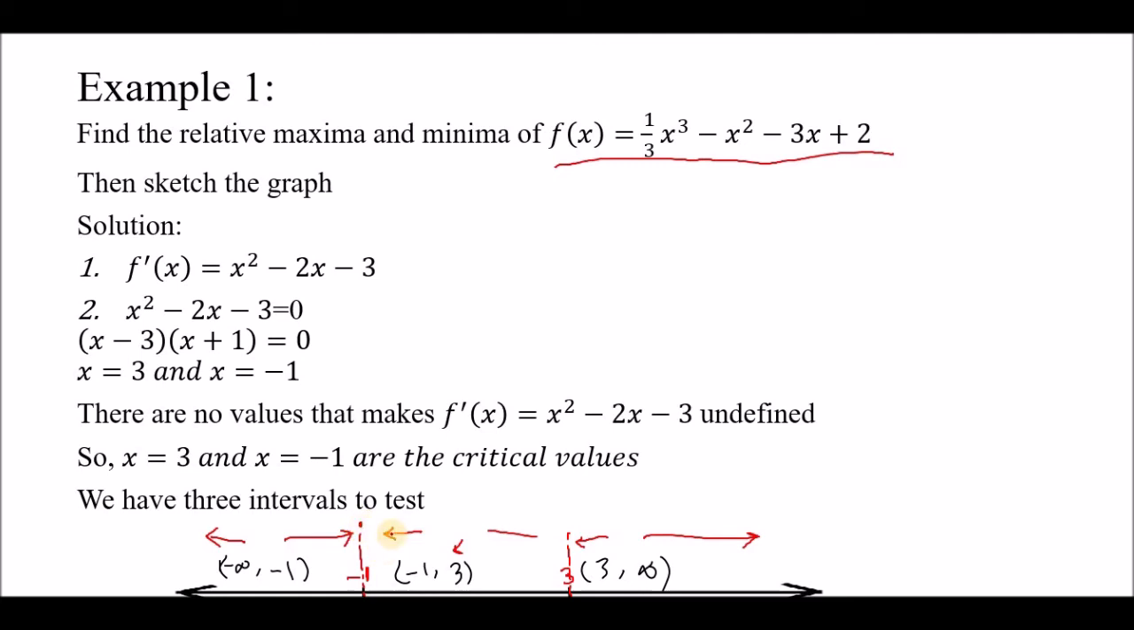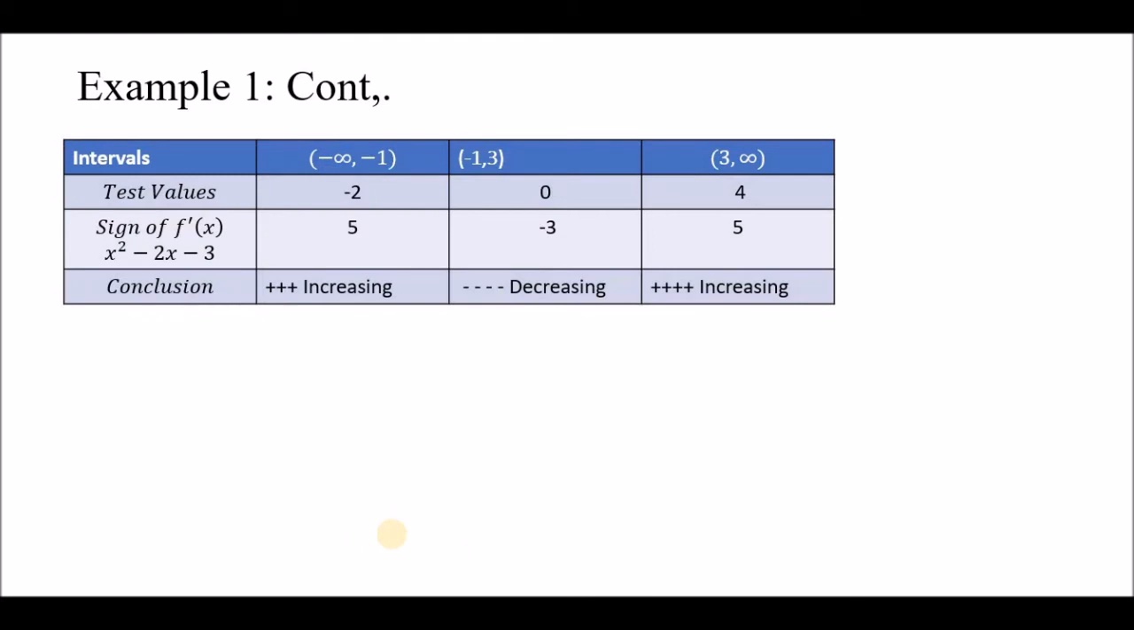So let's do that in the next slide. Here I am going to build a sign diagram. This is a table basically containing the intervals that I want to test. I want to test the behavior of the function on those intervals. So I will choose some test values. Test values are values that belong to that interval.